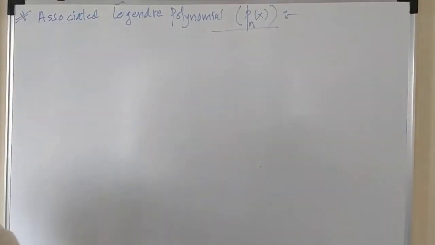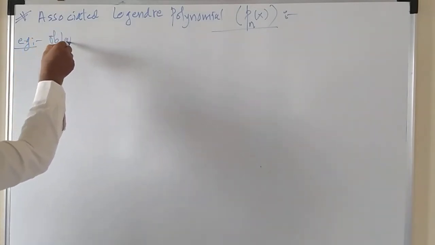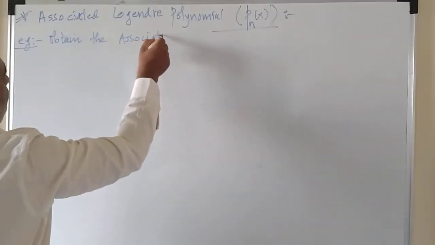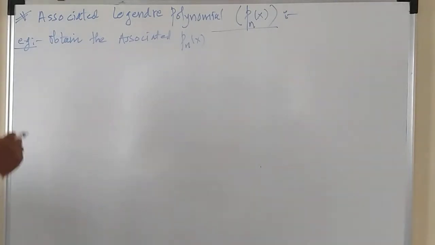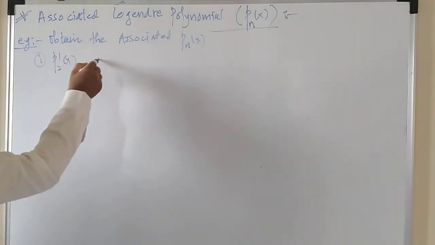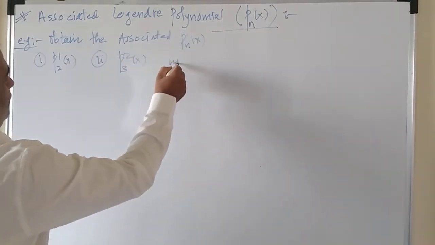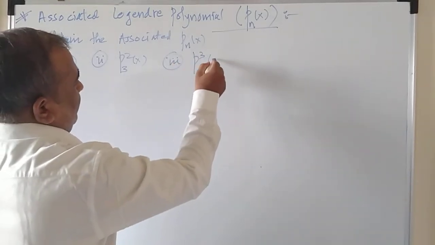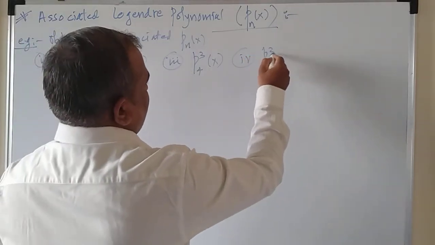To obtain the associated Legendre function, for example, obtain the associated Legendre function: first P21 of x, second P32 of x, third P43 of x, and fourth P23 of x.